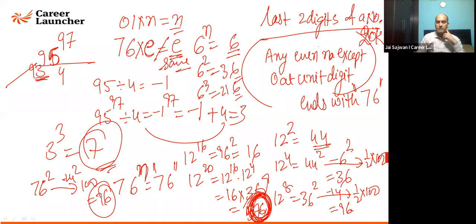Why? What is 76 into 02? That is 152. Your last digit is not 02. Your last digit is 52. So the only extra thing that you need to do in case of an even number is you need to multiply it by 76 when it ends. Look at this. Ask me if there is any doubt.